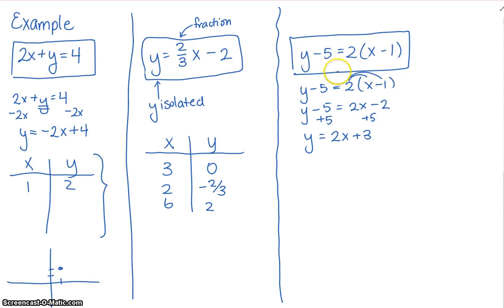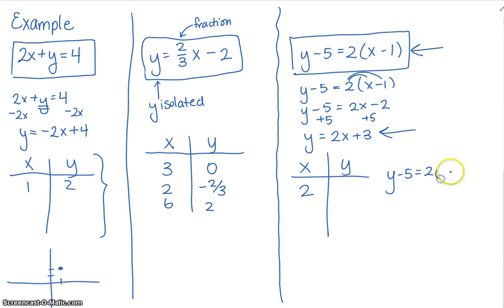Now in this case here, again, if I wanted to do my table of values, I can do it with either the original format that they give me in the line or my isolated format. Let's just say again that I want to use x is equal to 2. If I use the original format, y minus 5 equals 2 times, and I replace an x with 2 minus 1. I would then go through all my work and say, well, 2 inside the bracket, 2 minus 1 is 1. y minus 5 is equal to 2, 2 times 1. I need to isolate for y, so I add 5 to both sides. I then get 7.